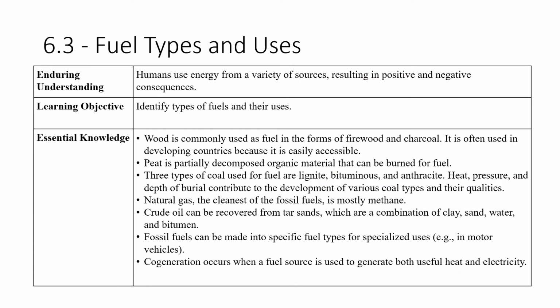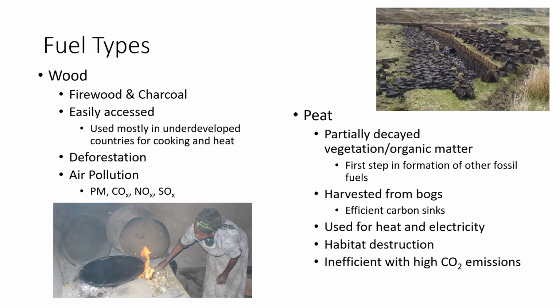So, fuel types and uses. We're going to go through all the different kinds of fuels and how we use them. So we're looking at this biomass here, wood and peat. Wood is really just used as firewood. And charcoal is actually burnt wood, so technically wood also. Wood is super easy to access. You can just go down and cut down a tree, right? But it relates to deforestation.